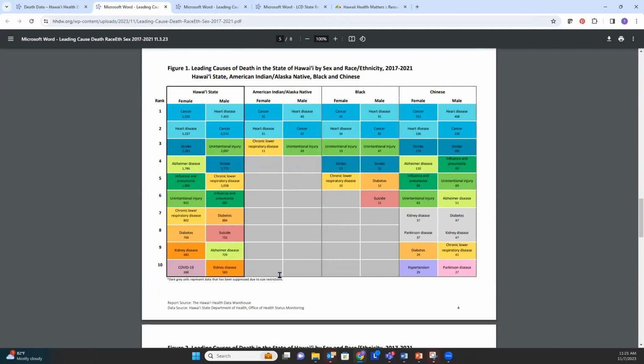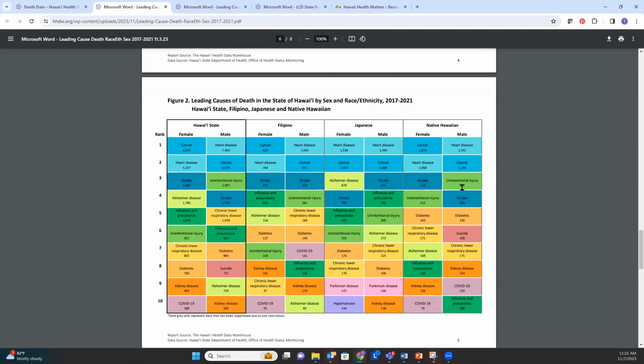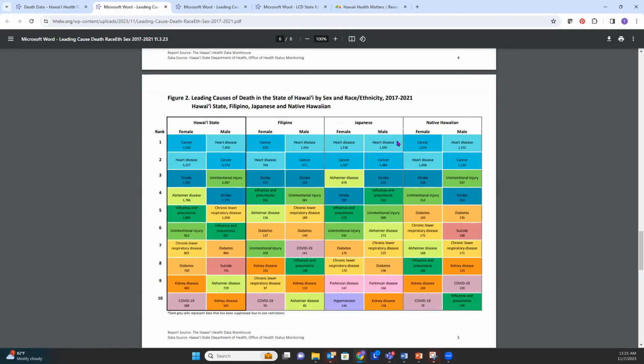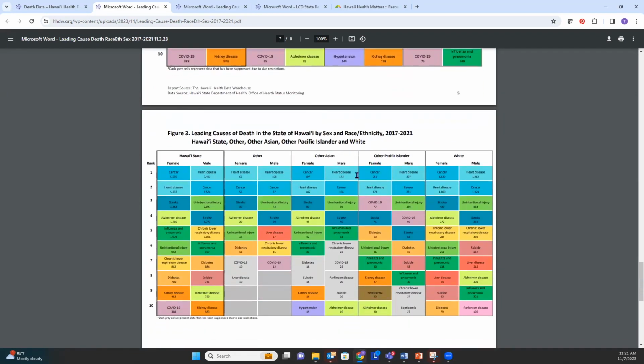And then you'll be able to see for this report, what we did is in that first column position, you're going to have all the deaths among females in the state at that time, and among males, that you can compare to American Indian and Alaska Native females and males, Black and Chinese, and so forth, Filipino, Japanese, Native Hawaiian, and then finally other Asian, other Pacific Islander, and white.